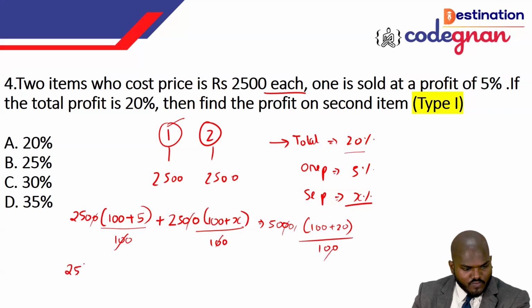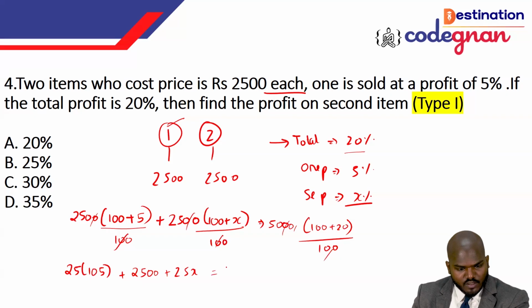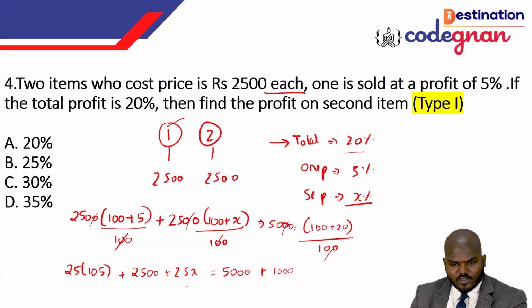So it will give you 25 times of 105 plus 25 times of 2500 plus 25x is equal to 5000, plus we can call it 1000. So what we have in this particular place, if you sort this out, guys, you will get the value called x percentage. We need the x value here.